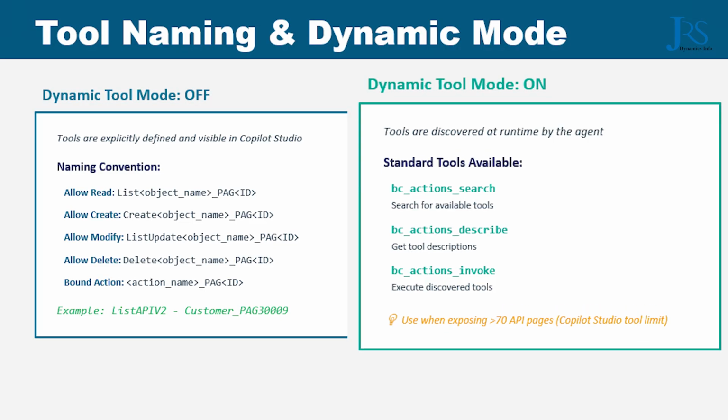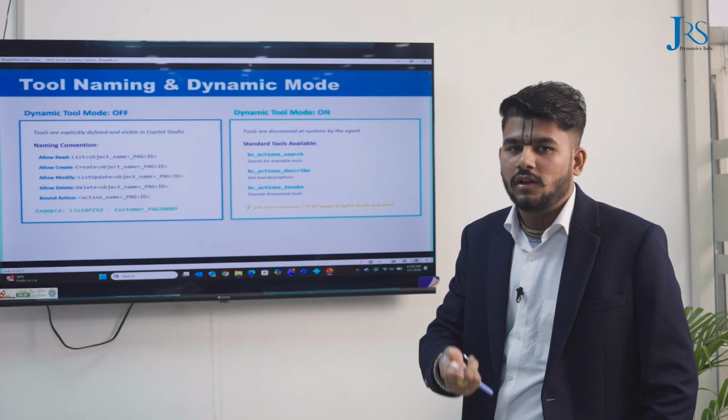But Copilot has one limitation. You cannot see more than 70 tools in Copilot Studio. So that's why you have to turn dynamic mode on or off. If you have fewer APIs, you will definitely keep dynamic off. If you have more APIs, you should have dynamic on. It will actually search on a runtime basis. You can define more than 70 APIs in your MCP server, but you should choose the dynamic mode off or on based on your configuration.